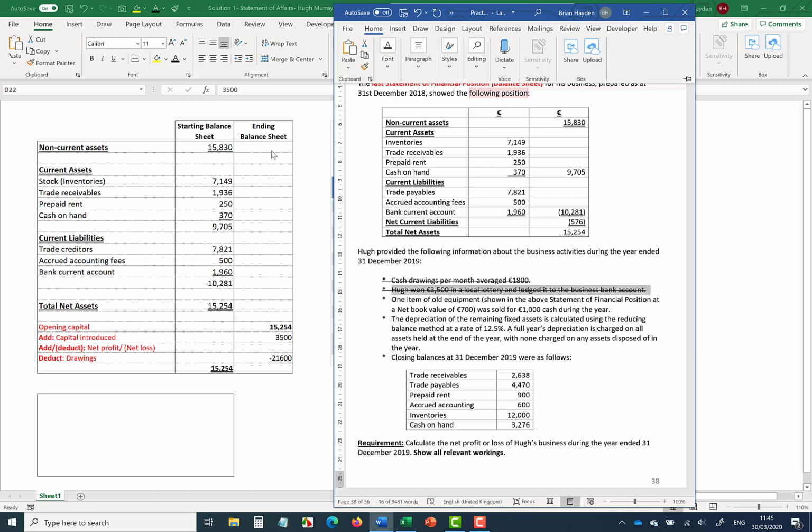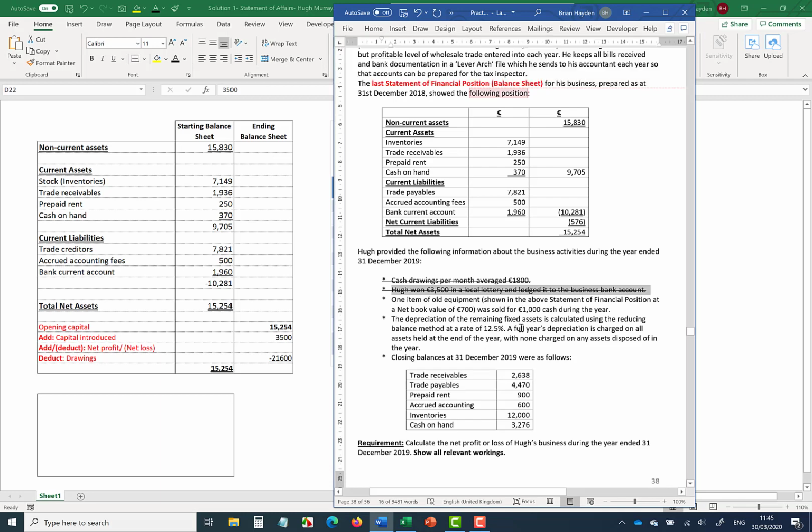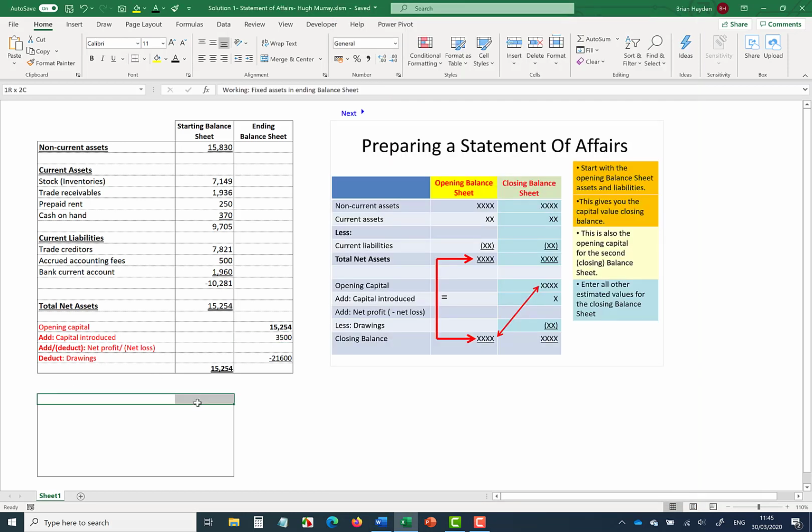So we're going to have to do a calculation for my non-current assets, but we're also told the depreciation of the remaining fixed assets is calculated using the reducing balance method at a rate of 12.5%. So we've got depreciation to deal with, 12.5%. A full year's depreciation is charged on all assets held at the end of the year, and none is charged on any assets disposed of in the year. So we need to figure out what assets we have at the end. We sold something, so I have a little calculation to do here.